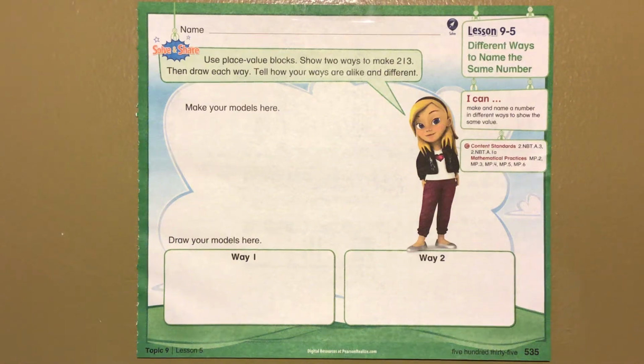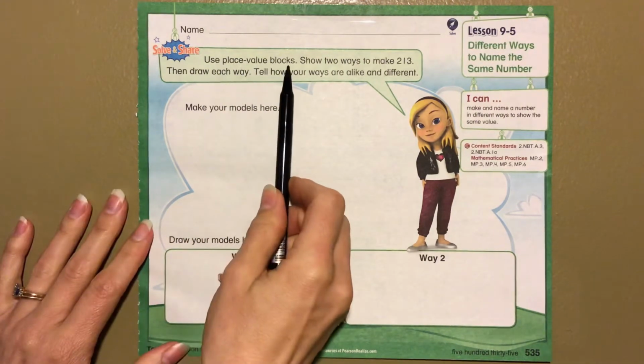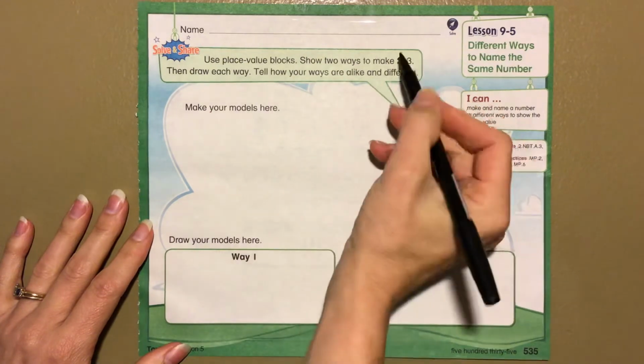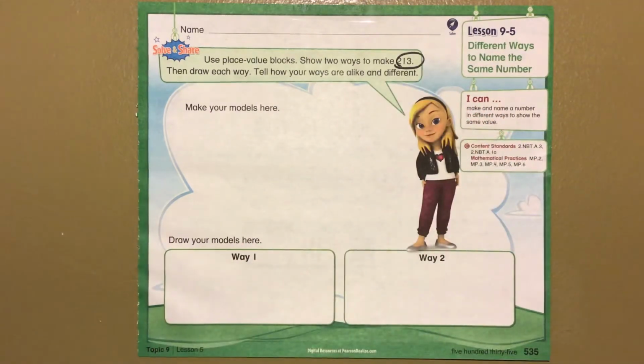This is our second grade math lesson 9-5. Different ways to name the same number. All right, use place value blocks. Show 2 ways to make 213. Then draw each way. Show how your ways are alike and different.